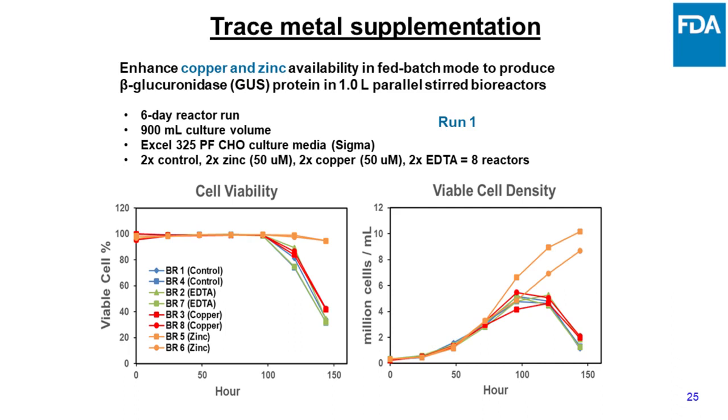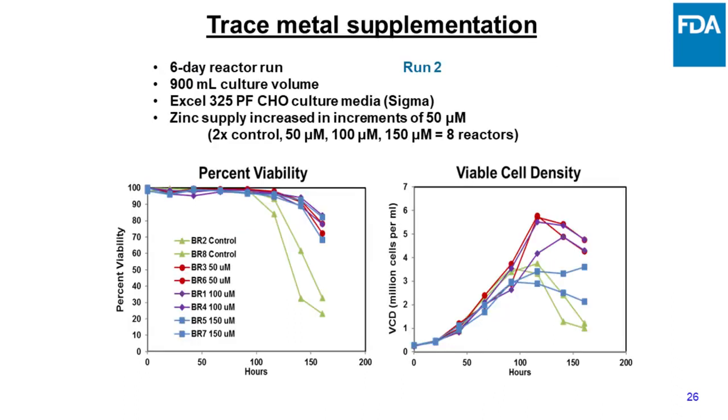In our investigation, first we verified zinc and copper at 50 micromolar concentration along with 50 micromolar EDTA, wherein we wanted to create an artificial metal ion deficiency, along with a control, in a set of 8 parallel bioreactors, wherein each treatment received 2 bioreactors. In a 6-day run, we found that only zinc treatment was positively effective in terms of keeping the viability high as well as increasing the viable cell counts, as you can see.